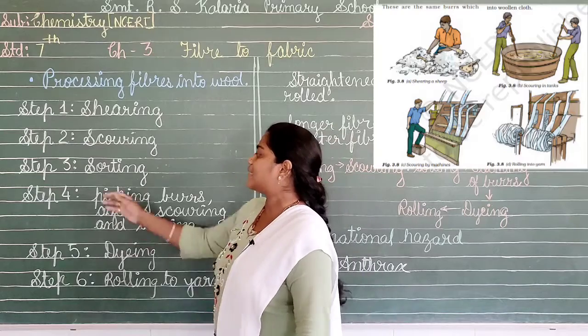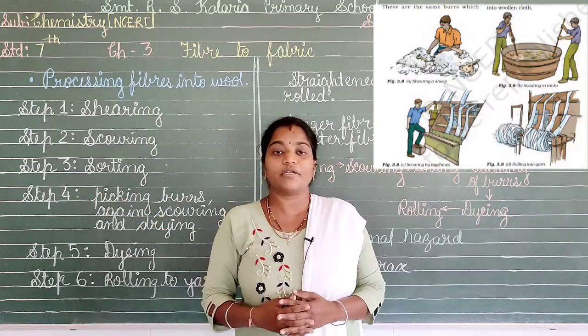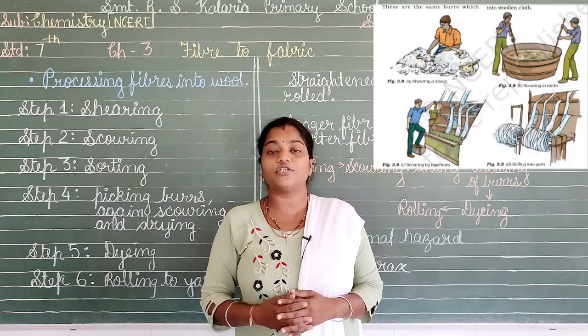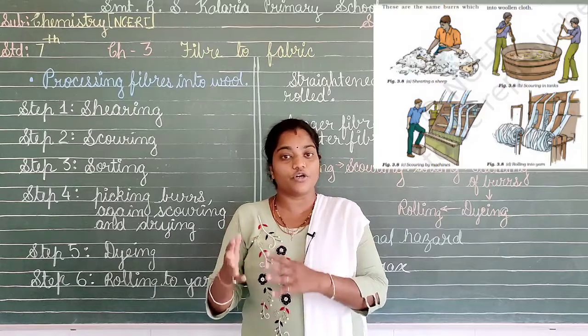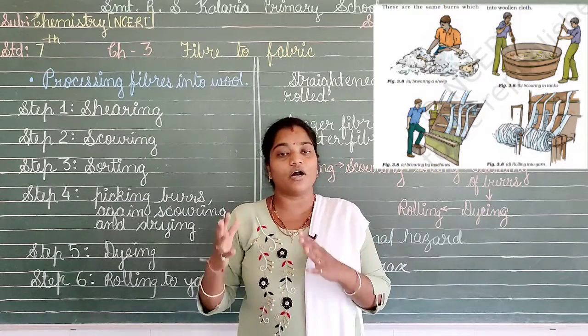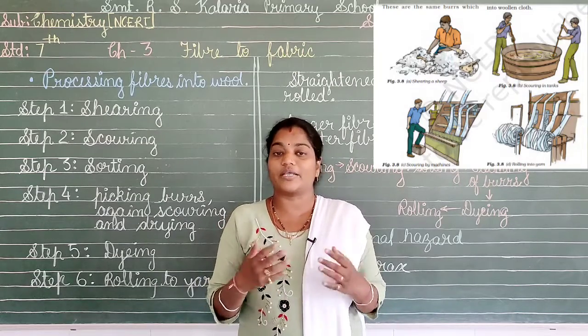Then the next step, the third step, is sorting. Now, not every sheep gives a good yield of wool, so we need to separate them out. If the wool is good, or short, or poor, all these different types of wool are separated by the sorting method.